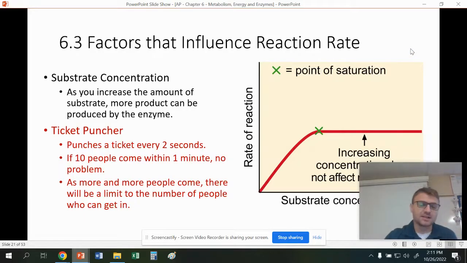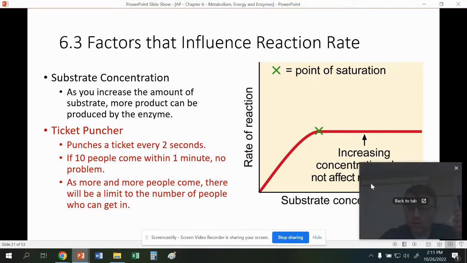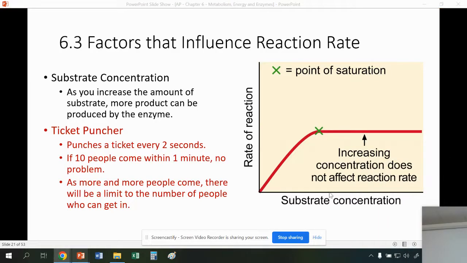So we're talking about enzymes and how they react with different substrates. And we know enzymes can do one of two things. They can build things up or they can break things down. One of the factors that affects how fast an enzyme can react is called substrate concentration. So as you know, substrates go into reactions with enzymes. The more substrates we have, the more reactions that can occur until a certain point. This point is called the point of saturation.